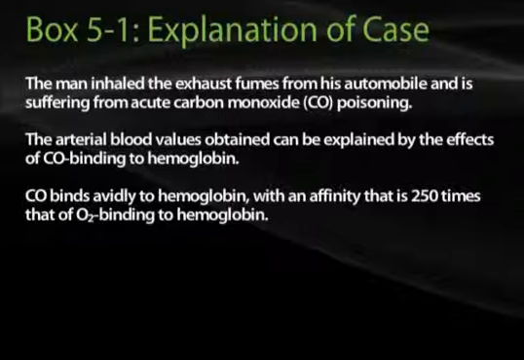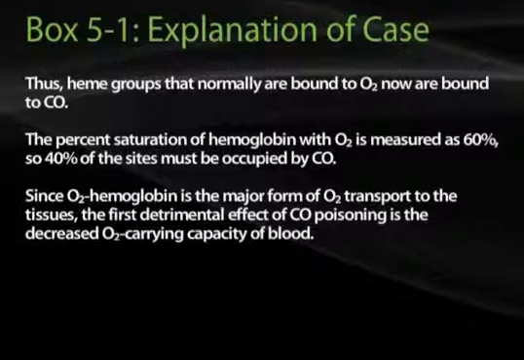What's going on here? The man likely inhaled exhaust fumes from his auto and is suffering from acute carbon monoxide poisoning. The arterial blood values obtained can be explained by the effects of carbon monoxide on the oxygen-hemoglobin dissociation curve. The carbon monoxide binds avidly to hemoglobin with an affinity that's 250 times that of oxygen. So those heme groups that normally are bound to oxygen now are occupied by carbon monoxide. The percent saturation of hemoglobin with oxygen is measured at 60%, so 40% of these sites must be bound by carbon monoxide.